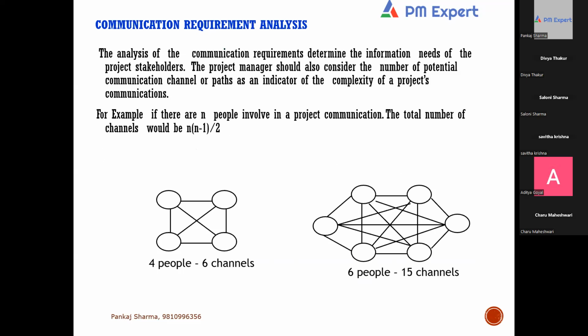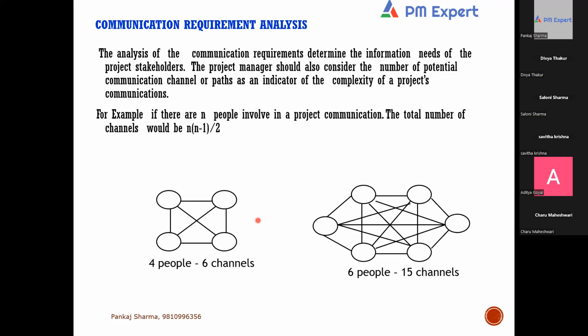It is related to the number of communication channels. Now, tell me, if there are 4 people participating in a communication as shown in this figure, can you see the diagram? If there are 4 people, how many channels will be there between them? Six. For example, he can talk to him, he can talk to him, and so on. So there will be 6 communication channels.